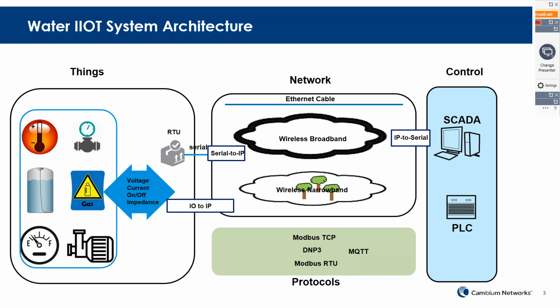And you can use wireless broadband if you are able to get very good line of sight. You can use wireless narrowband. This wireless narrowband is typically used for situations where you cannot have clear line of sight, for example, when you have to traverse foliage and things like that. And in terms of the protocol in this water IoT system, you have Modbus TCP, you have DNP3, you have Modbus RTU, you can even have MQTT, and so on.